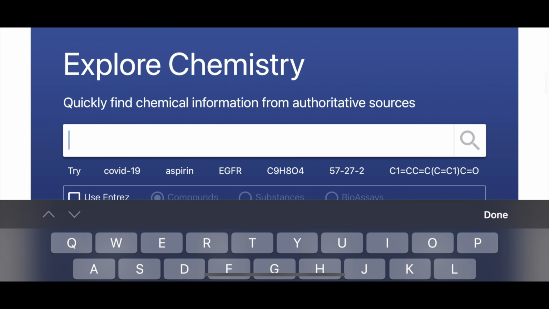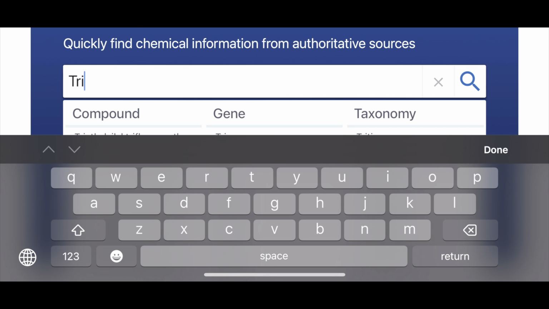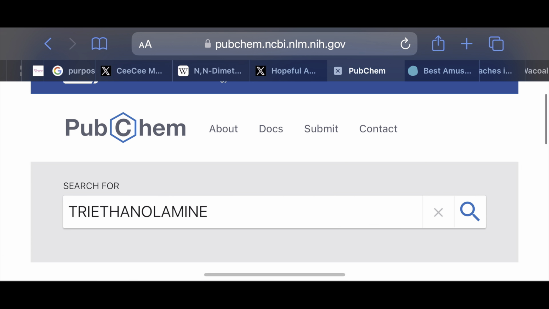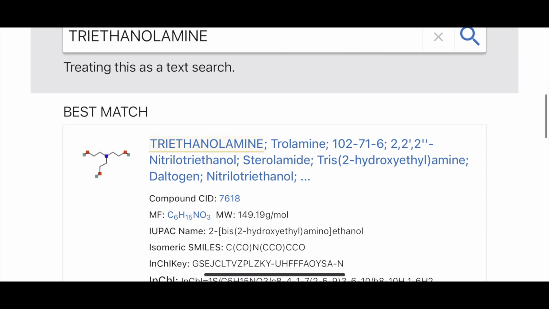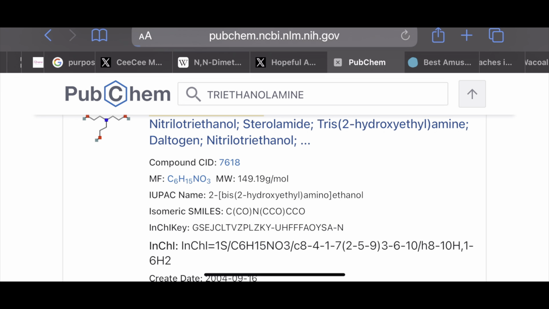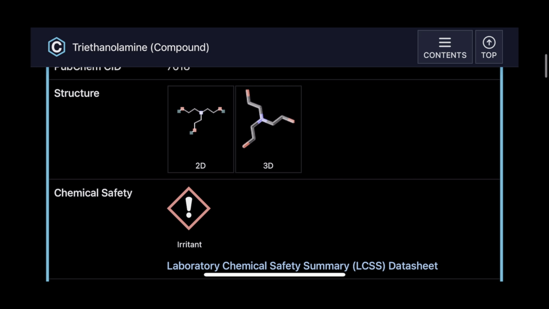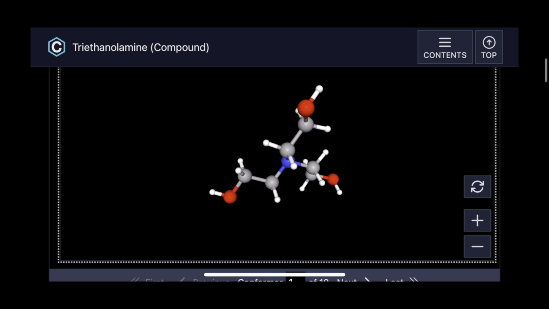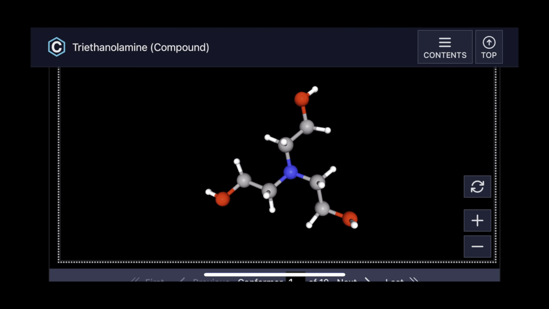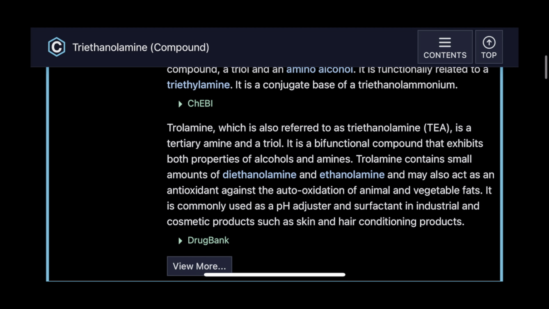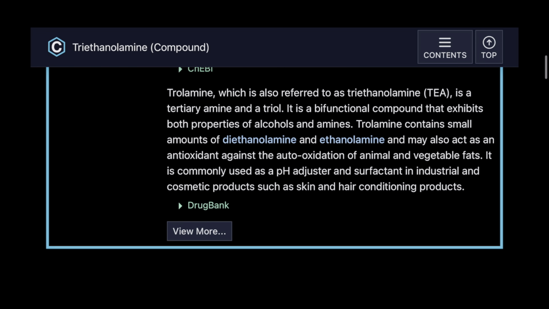So here I'm just going onto PubChem, my favorite website, to look up chemicals and typing in triethanolamine so I can figure out what the chemical is, what it's used for, and its safety data and hazard risk. Here I show you what the actual molecule looks like in 3D form. Next, I show you the description of triethanolamine, or T for short. And so far, it looks like it's just an irritant, but it's not toxic.